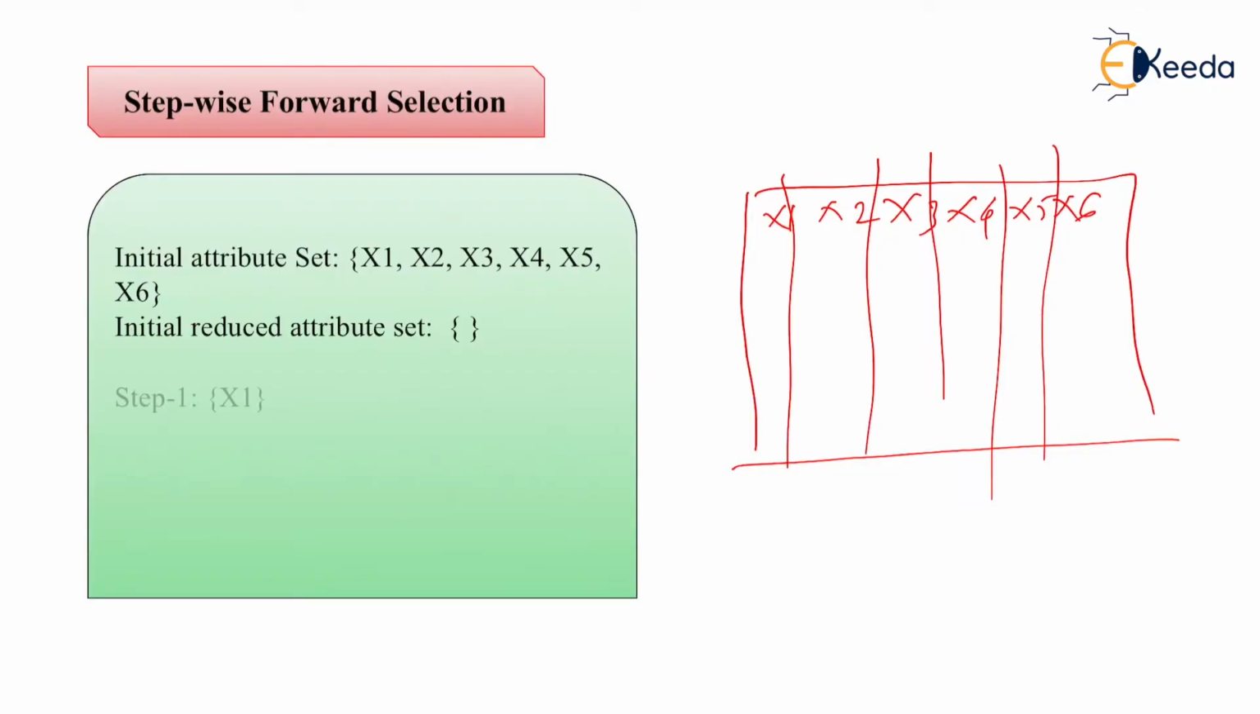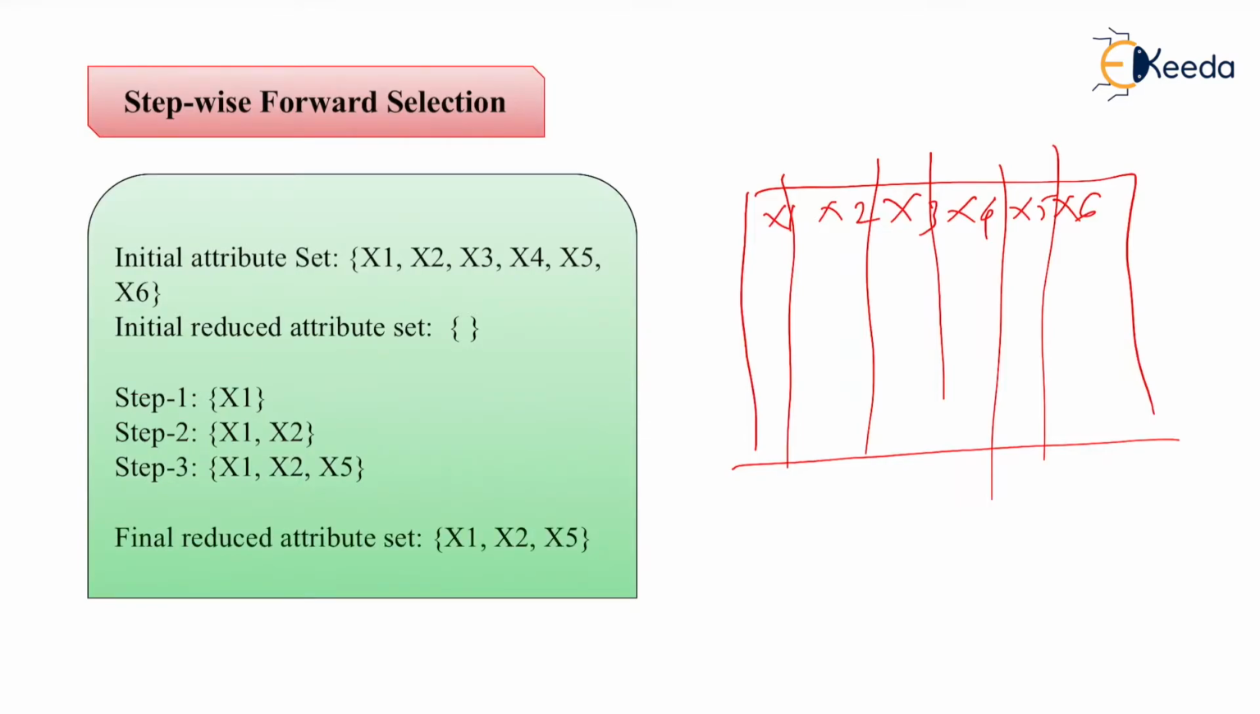Now what are we doing? Step 1: first we accept the first attribute, then we accept the second attribute, then whichever is the important attribute, until the final reduced attribute set is x1, x2 and x5. So we can say our attribute selection always starts from forward selection.